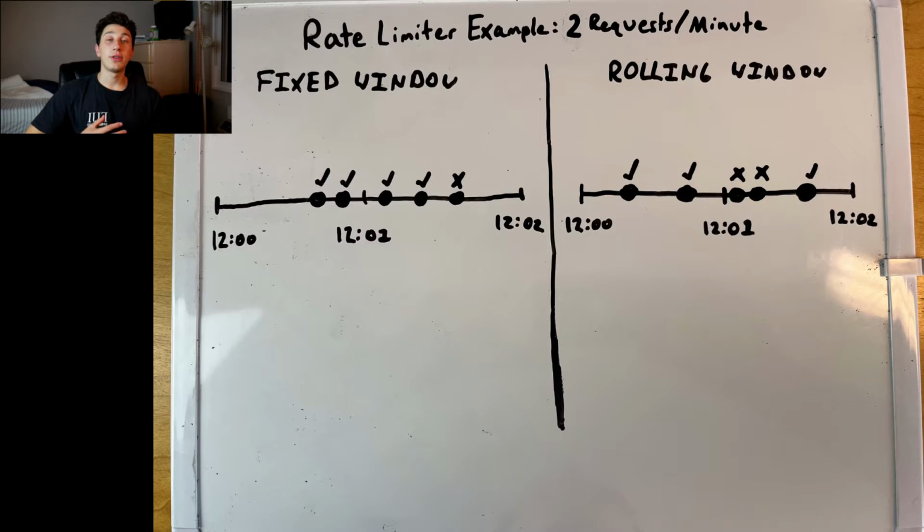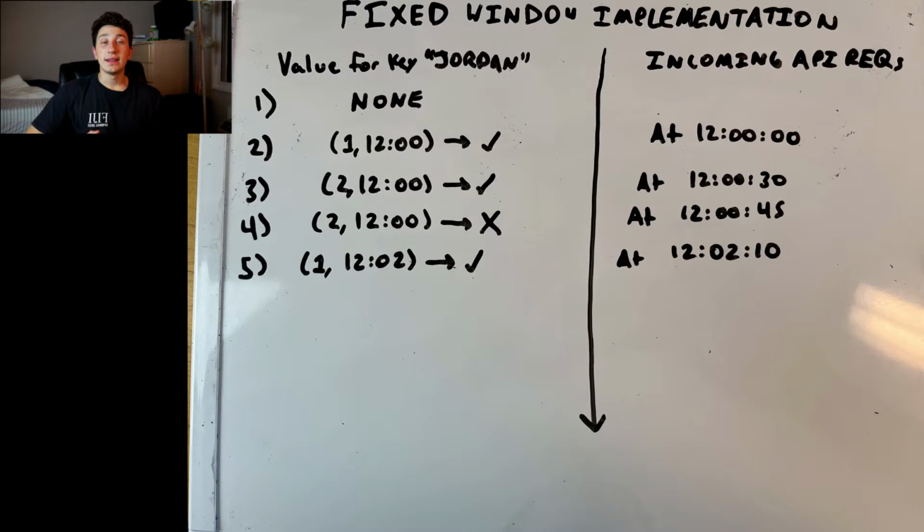So let's talk about the fixed window implementation, because that one is generally pretty easy to do. All it basically is, you're going to go ahead and use a hash map, where the key of the hash map is the user ID, and then the value of the hash map is going to be a tuple containing 2 things. One is going to be a counter, and then the other is going to be a timestamp. So basically we're going to do the following.